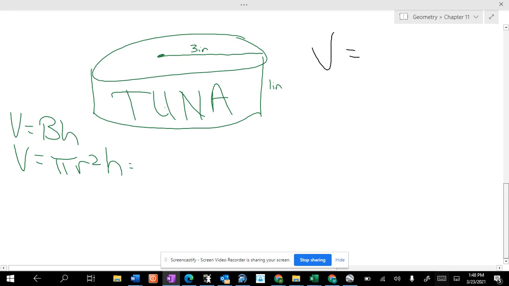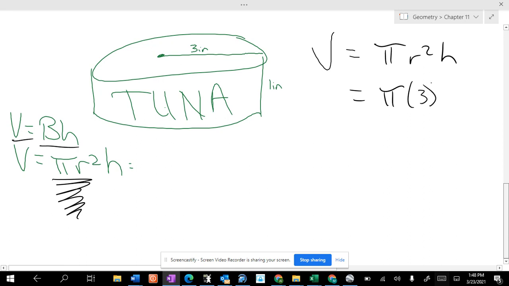So a can of tuna. Well, the volume is the area of the base times height. The area of a circle is pi r squared. So we just go pi r squared h. So it's pi, the radius is 3 squared, times the height of 1. So for this tuna can, 3 squared is 9 times 1 is 9. So it's 9 pi.